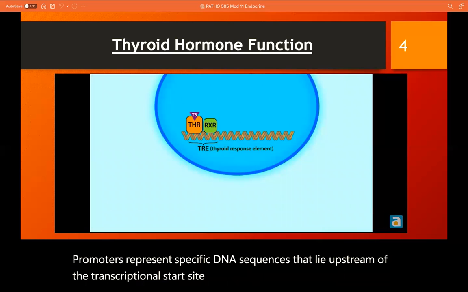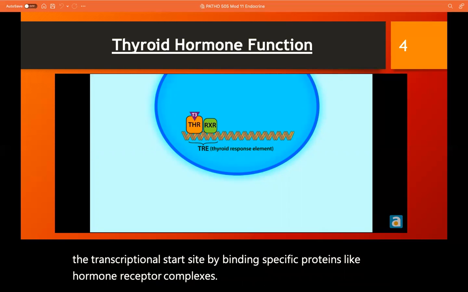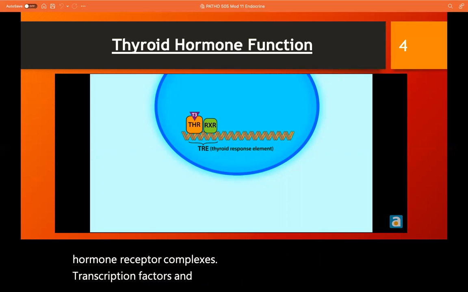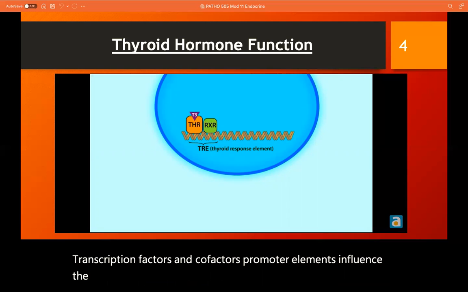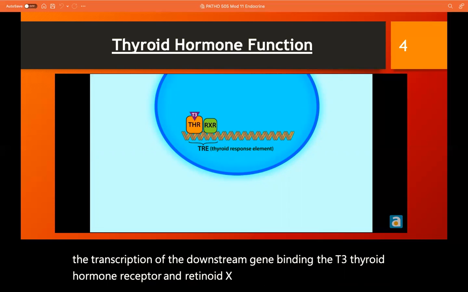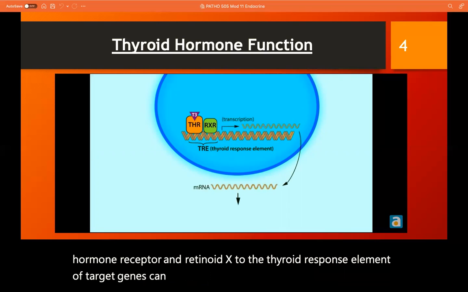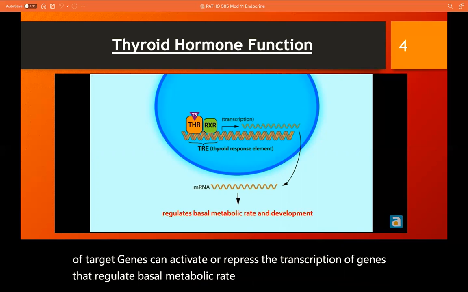By binding specific proteins like hormone receptor complexes, transcription factors, and cofactors, promoter elements influence the transcription of the downstream gene. Binding the T3 thyroid hormone receptor complex and retinoid X receptor to the thyroid response element of target genes can activate or repress the transcription of genes that regulate basal metabolic rate and development.